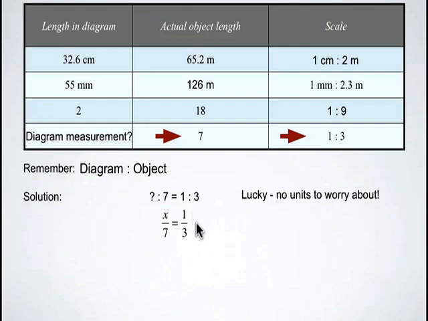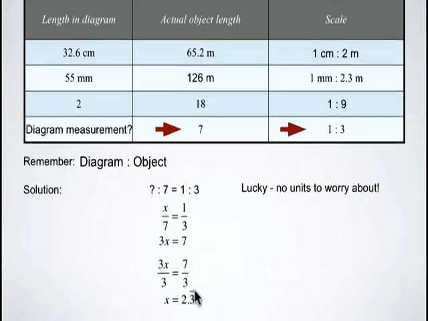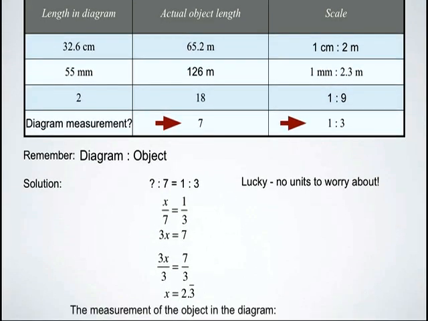So x over 7 equals 1 over 3. Cross multiply to get 3x equal to 7. Divide by 3 on both sides, and we get x is 2.3 repeating. Remember, the bar over the 3 means that it would repeat forever. But we're going to round to 2.3. So the measurement of the object in the diagram is 2.3, whatever units they were, and we weren't given them, so we don't need to worry about them.